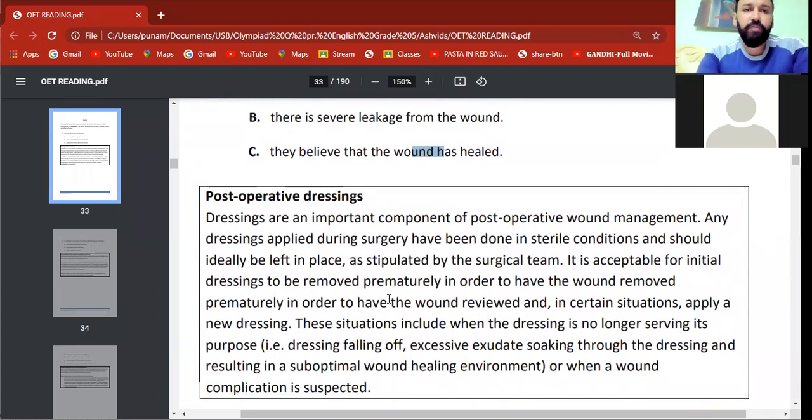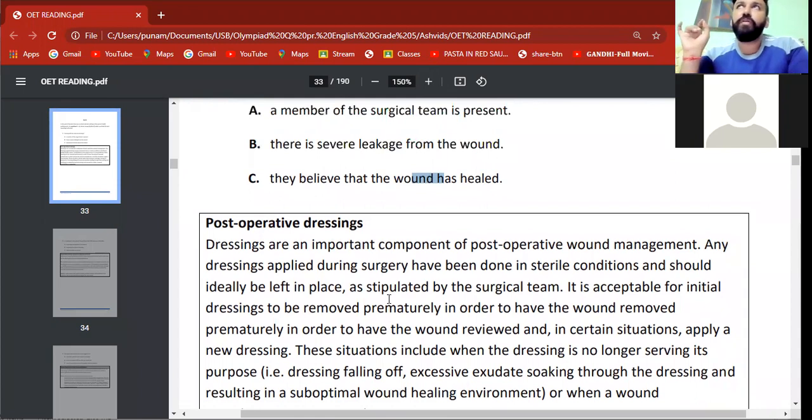Let me just reiterate in my mind. First, presence of a surgical team member. Second is about severe leakage. Third is healing of wound. That's set in my mind. I'm going to carry that in short-term memory until I read the paragraph. Okay, now let's approach.